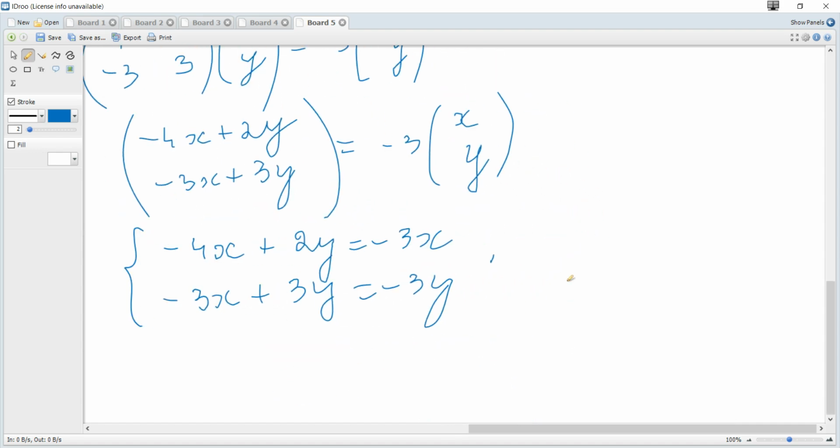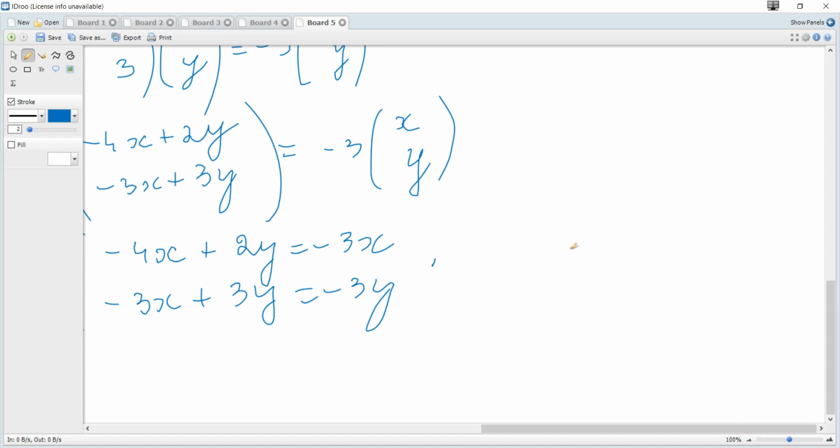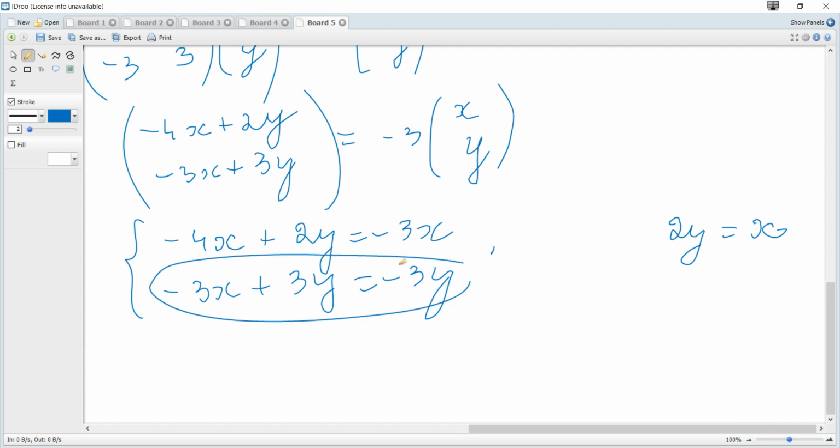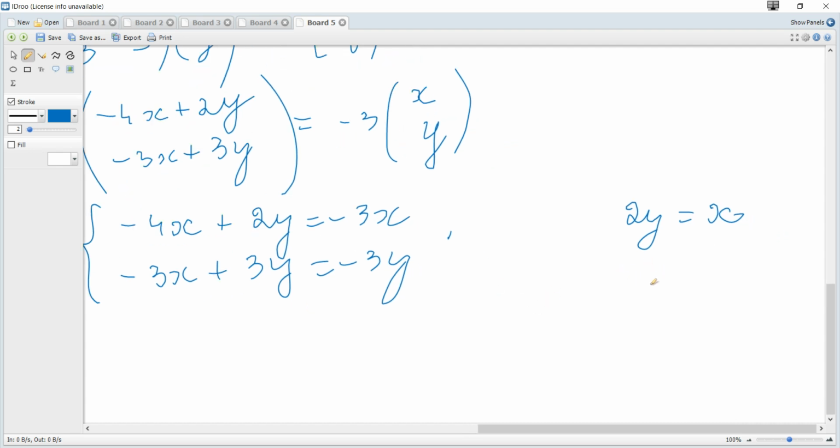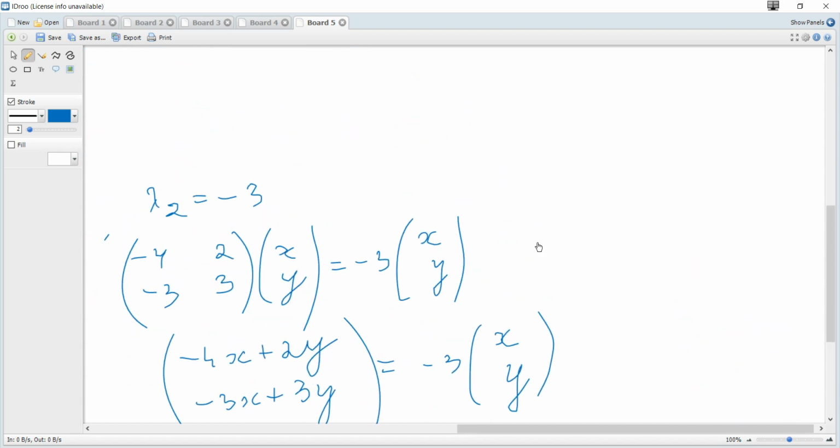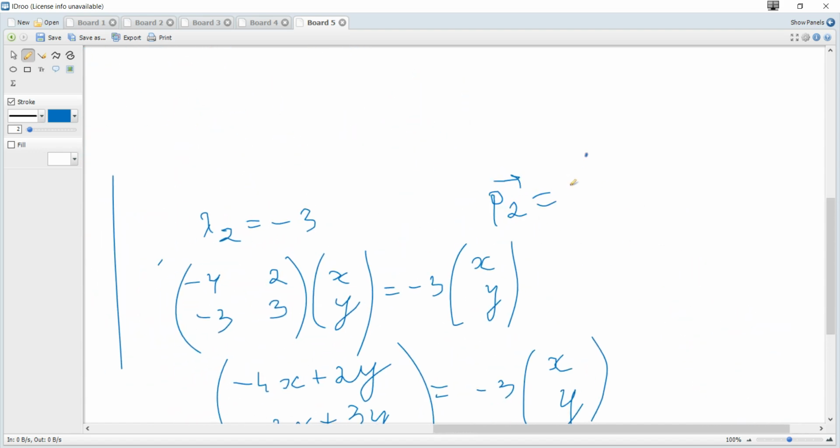And from the first we get 2y is x, and it's not necessary to consider the second, because the second equation is dependent, and you will get absolutely the same result. So we can choose, for example, y to be 1, x becomes 2. So (2, 1) is the second vector.